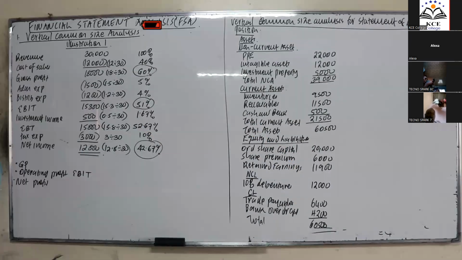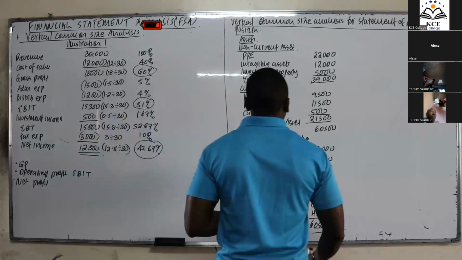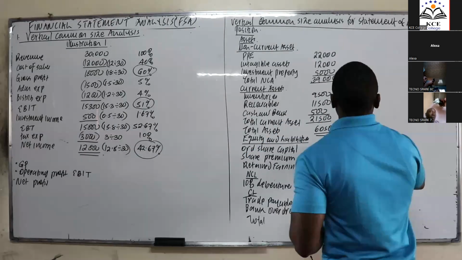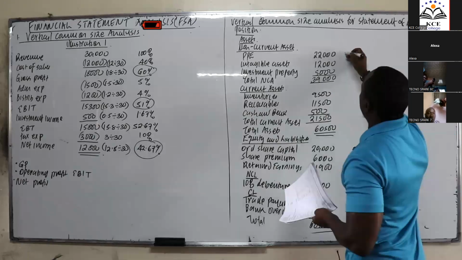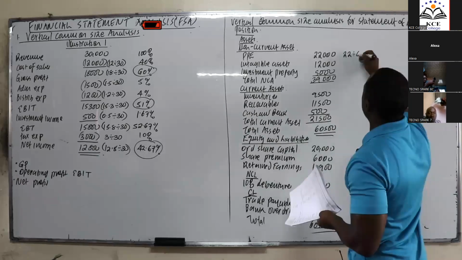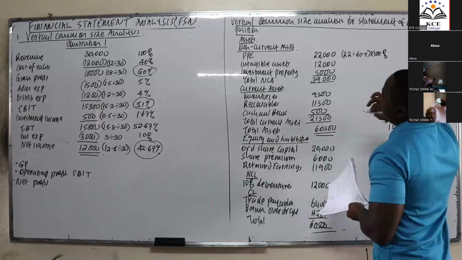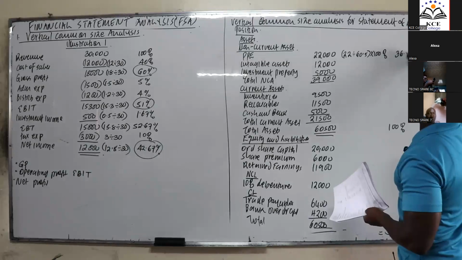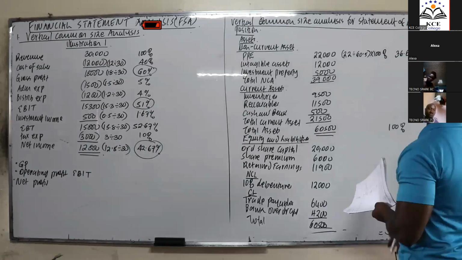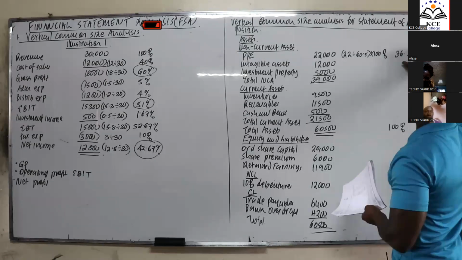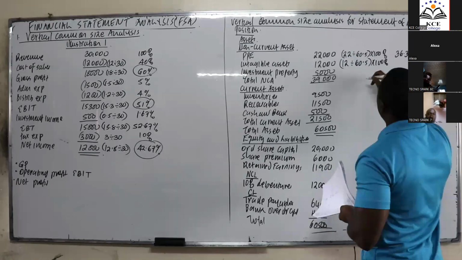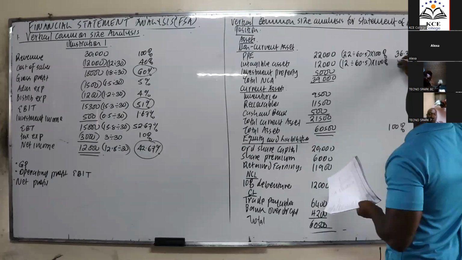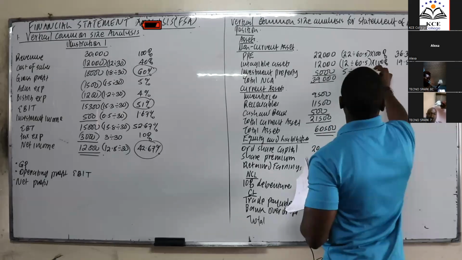So now let's evaluate that. Under the statement of financial position, what will be the base case? The base case will be the total assets. And our total assets is 60.5. So we hold this one to be 100%. You express all the other elements as a percentage of the total assets. So for example, the first one, PPE, you take 22, divide by 60.5, then multiply by 100. You get 36.36%. Then the second one, you take 12, divide by 60.5, then multiply by 100%. That is 19.8%. Then 5 divided by 60.5, multiplied by 100.